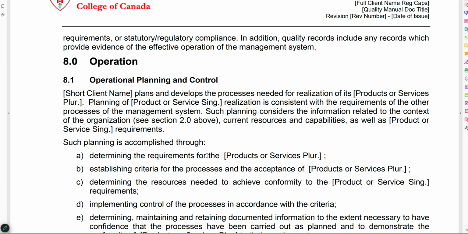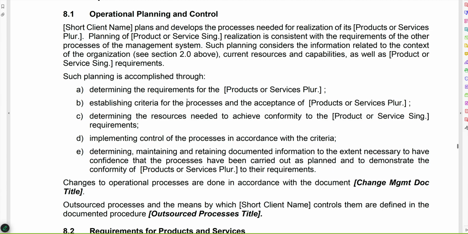So here I'm inviting you to look into the planning that can be accomplished through several points. Again, this is the content that we adjust and write in this section. And obviously, we continue to add or annex to this document different procedures, policies, or working instructions if applicable.